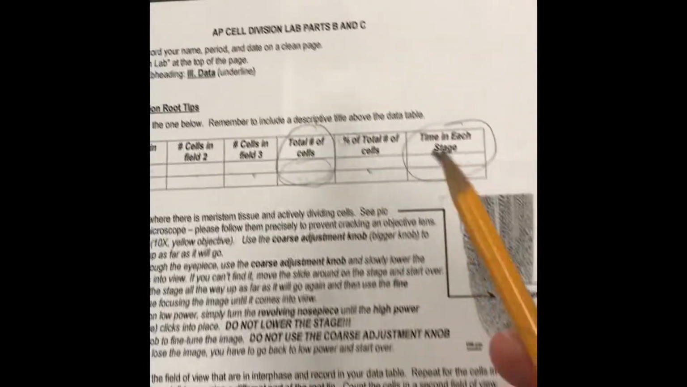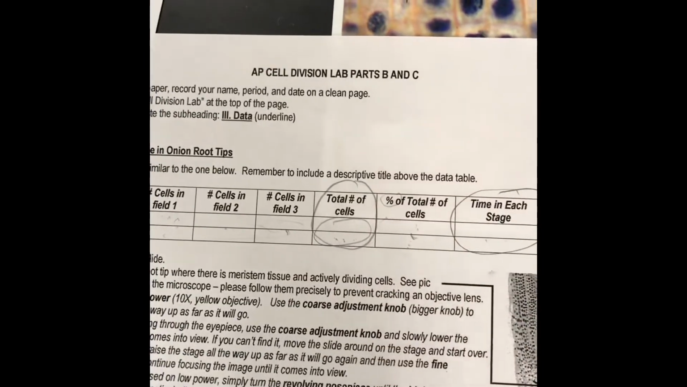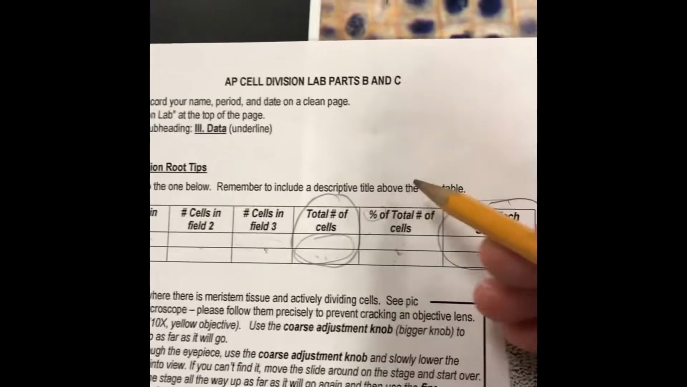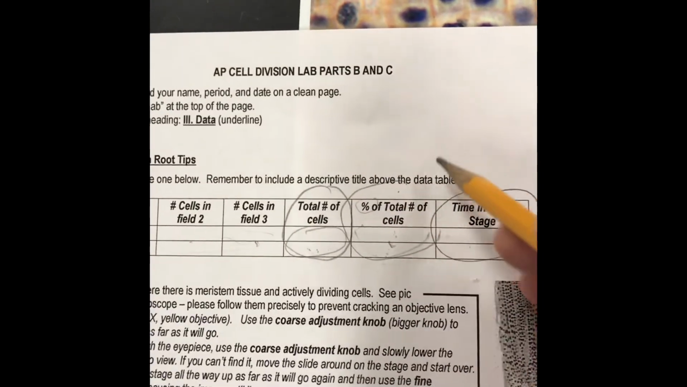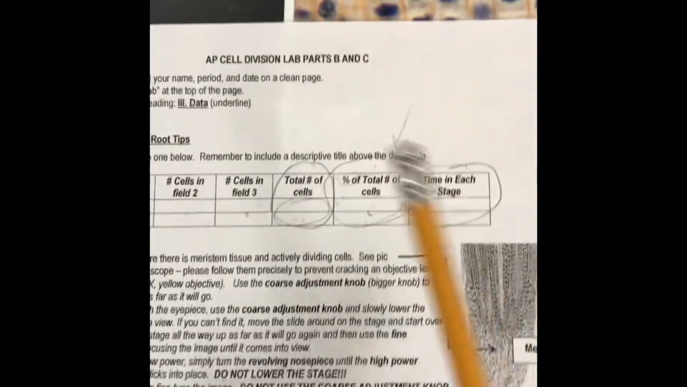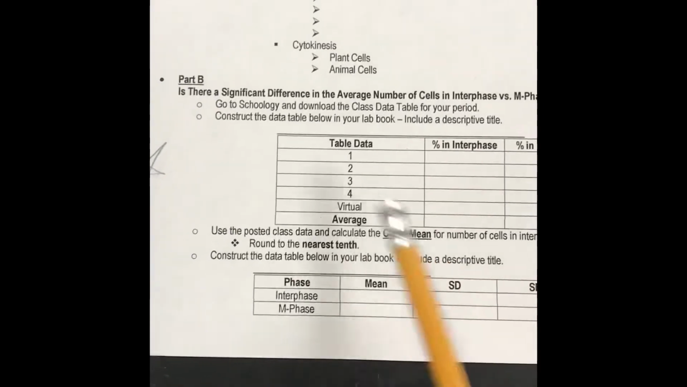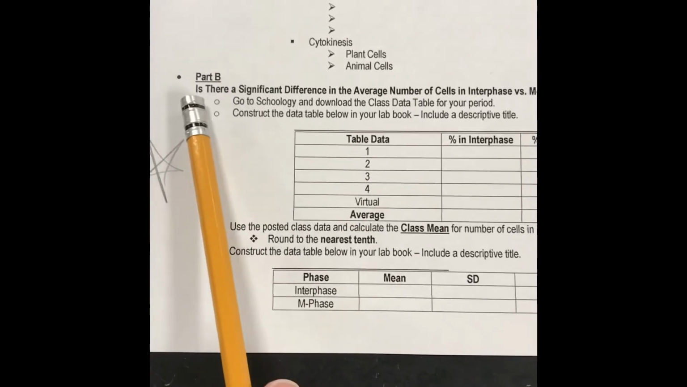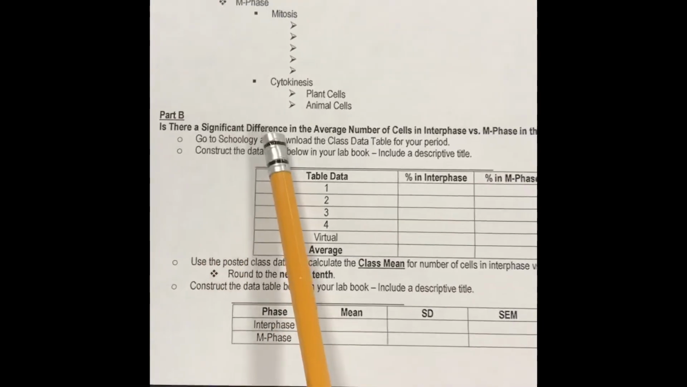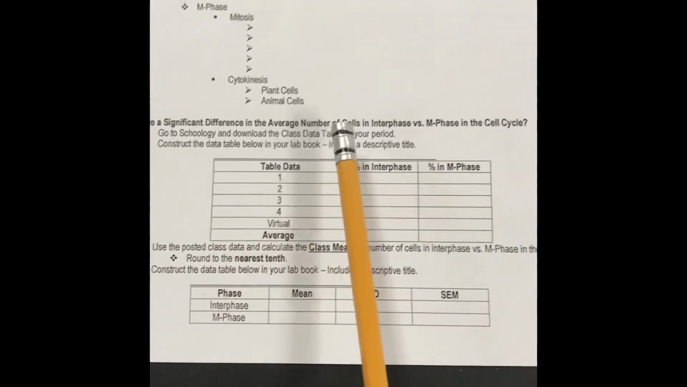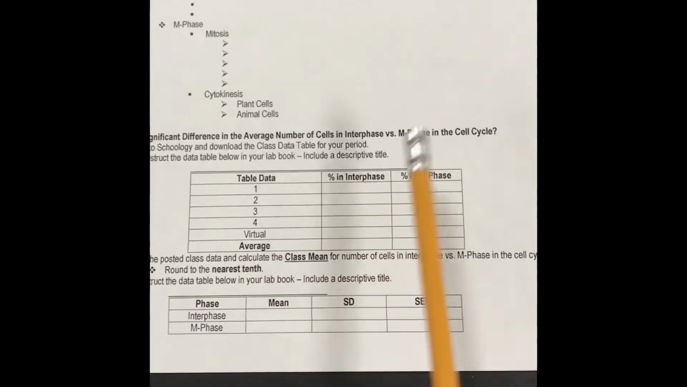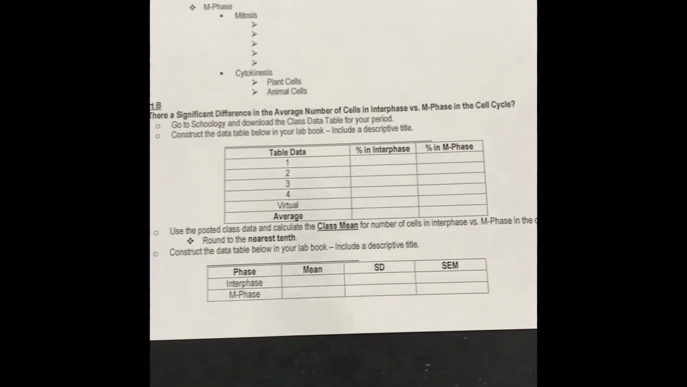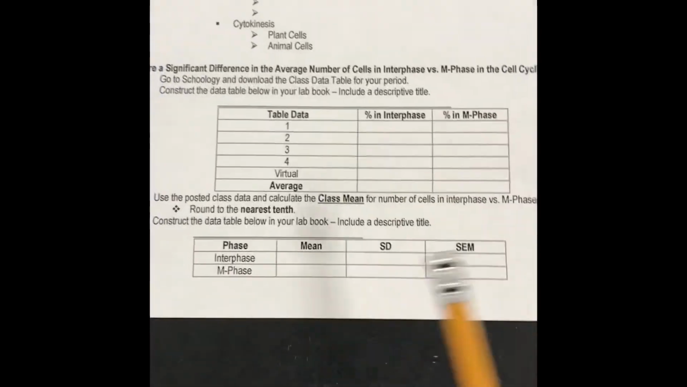So if I look at this chart where you recorded the, ooh, my pencil just broke, beautiful. If I look at this chart, where you recorded the percent, the total number of cells that are in M phase versus interphase, we're going to use that to do some class data and actually graph it and see if there is a significant difference. So my question to y'all, look at it right here, it's in bold. It says, is there a significant difference in the average number of cells in interphase versus M phase in the cell cycle? So what I'm going to post for y'all is class data.